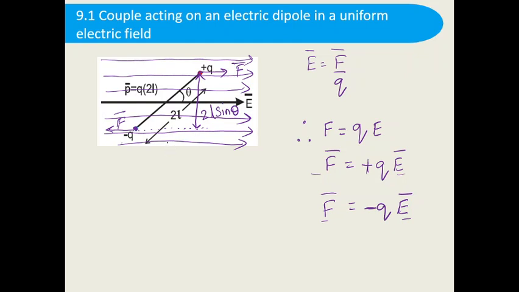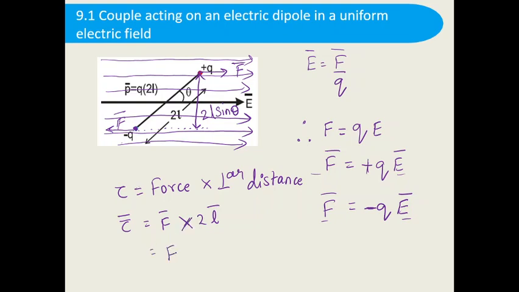So the couple acting is nothing but the torque, and the torque is equal to force multiplied by perpendicular distance. This is the formula of torque. So tau bar is equal to F bar cross 2l bar. 2l bar is the perpendicular distance. If you remember the cross product formula, tau is equal to F AB sin theta. So this is F into 2L sin theta.